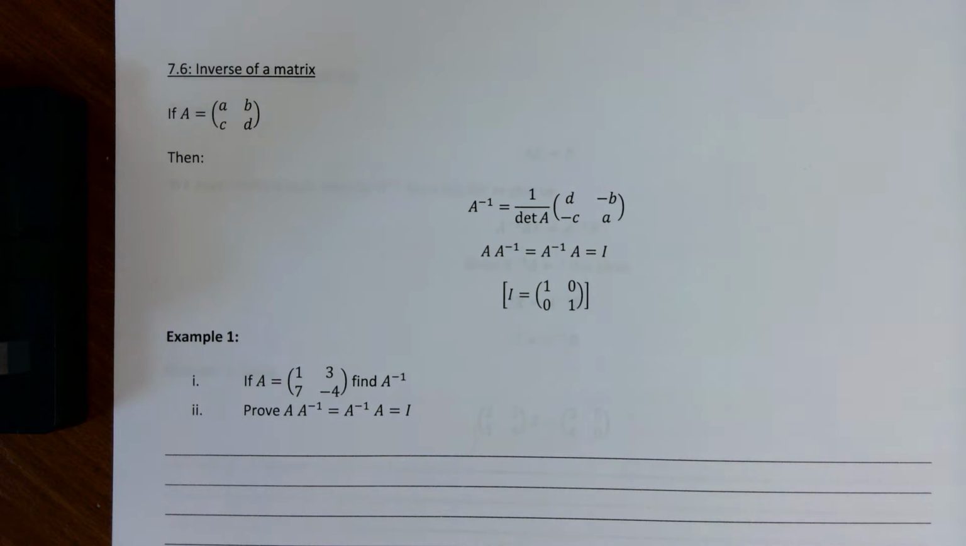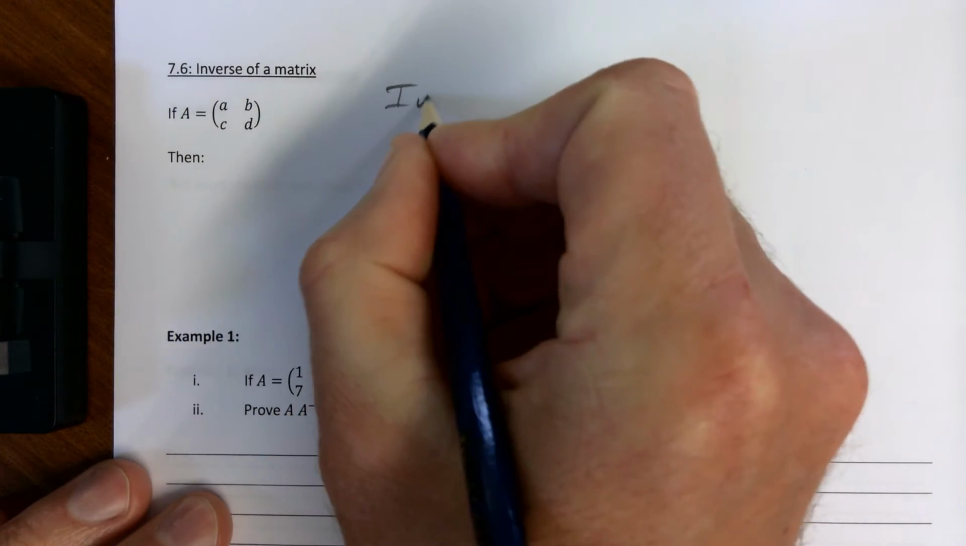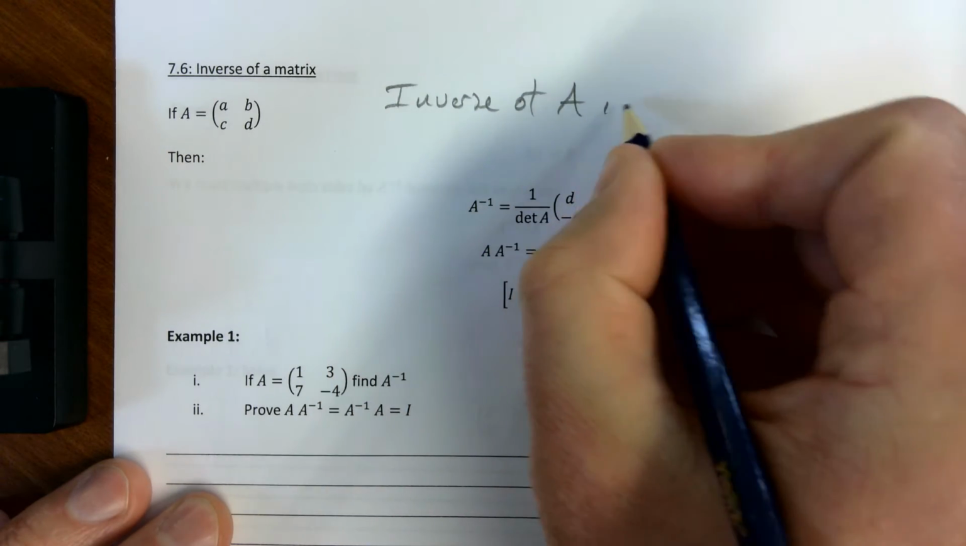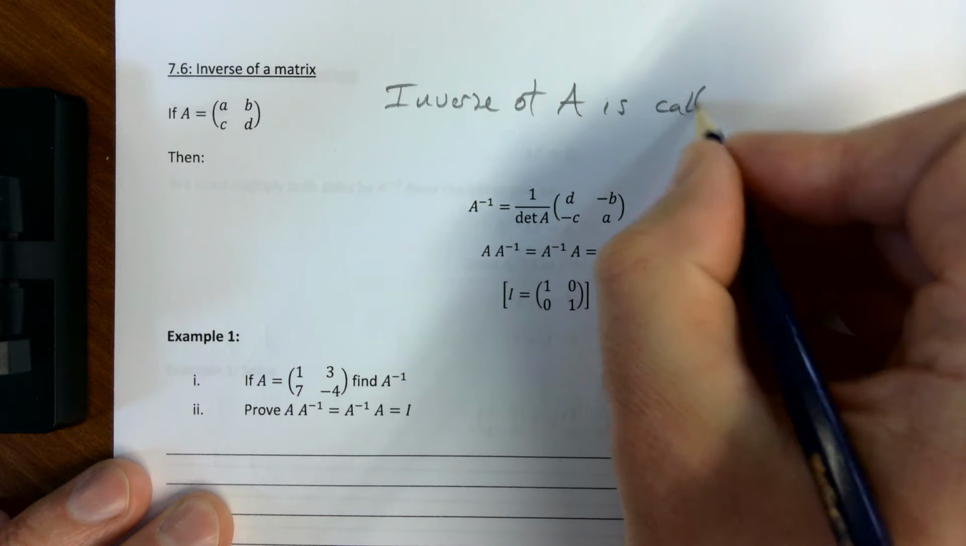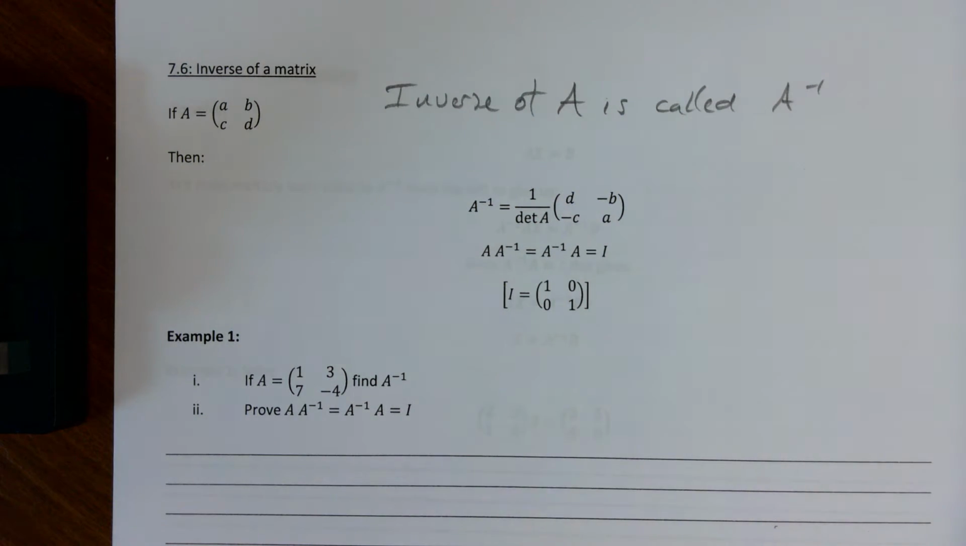This is GCSE Further Maths Pure. We're in Chapter 7 Matrices, and this is 7.6, finding the inverse of a matrix. So the thing to take down would be that the inverse of A is called A to the minus 1. You might be vaguely familiar with that sort of thing anyway.